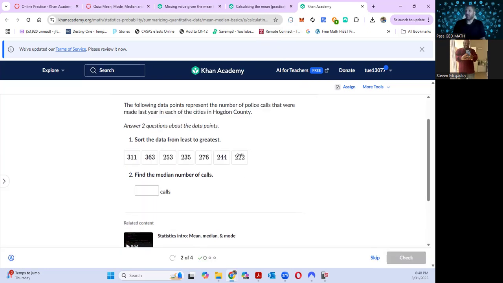Tell me the lowest amount. Because remember, to find the median, first we need to sort them and put them in order from least to greatest. Which one is first? That's too high. Let me see. That isn't going to work either. Take your time. You don't have to rush with the answer. What's the lowest number there?